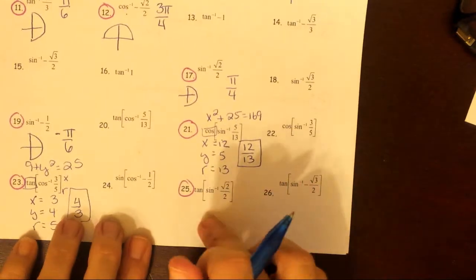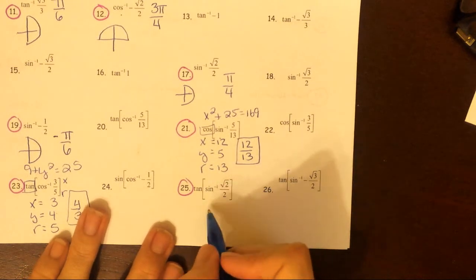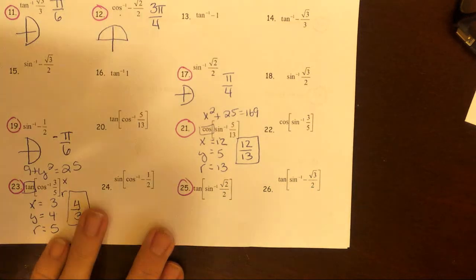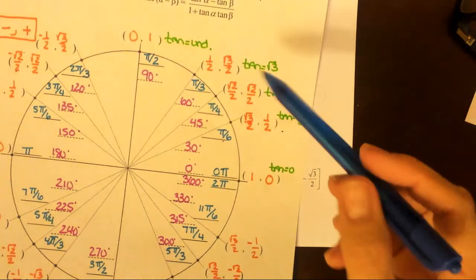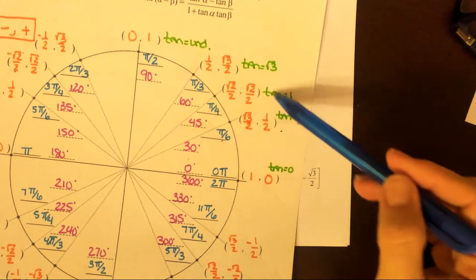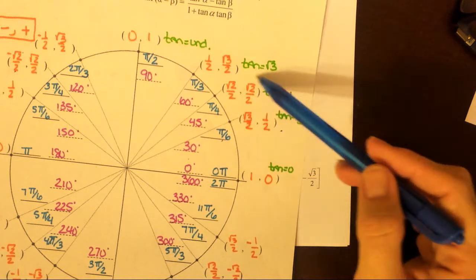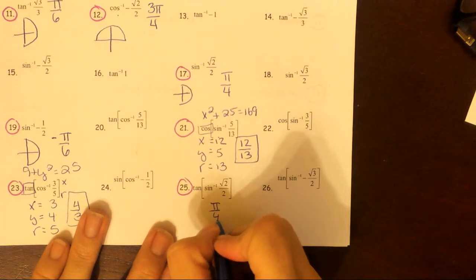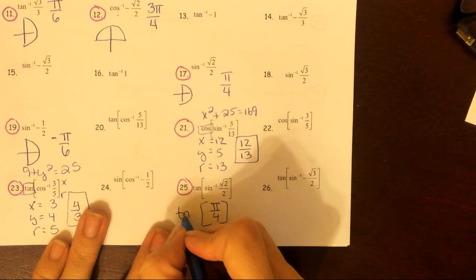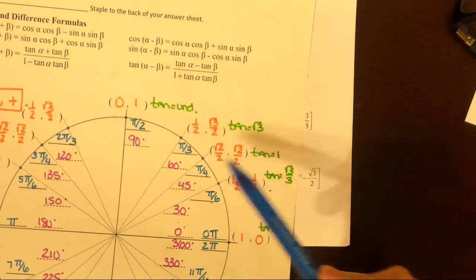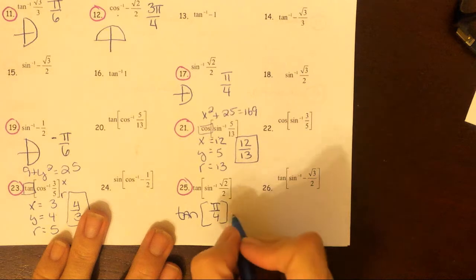All right, last one on the front, number 25. I do the inside first. Sine inverse means I'm in quadrant 1 and 4, and it says root 2 over 2. Because it's positive, I'm looking in quadrant 1. And hey, it's actually in here. It's on the circle, so this is not an XYR. On the circle, I know that sine is root 2 over 2 at pi over 4. So the inside answer is pi over 4. Now I'm going to do the outside. It says take tangent of pi over 4. So I look at my circle because I wrote it down. At pi over 4, tangent equals 1.